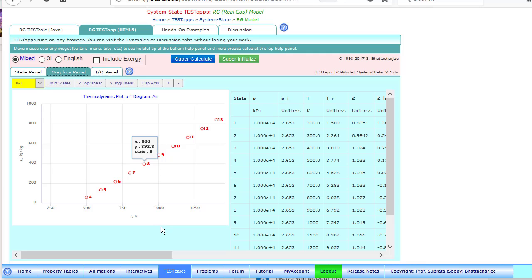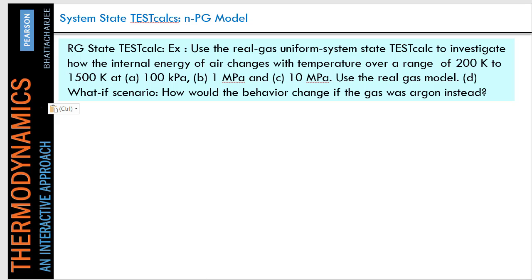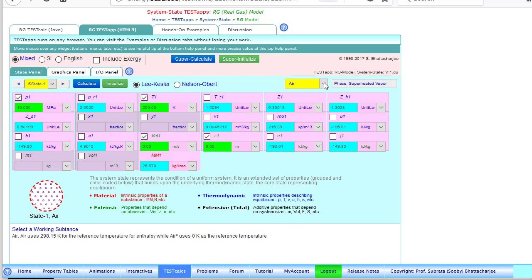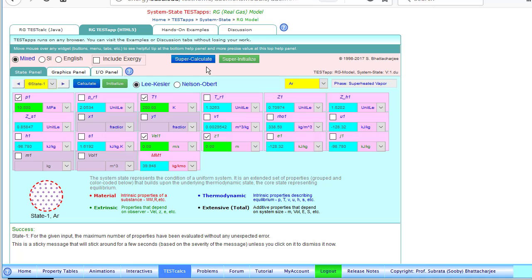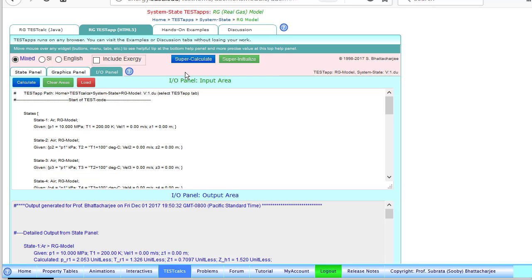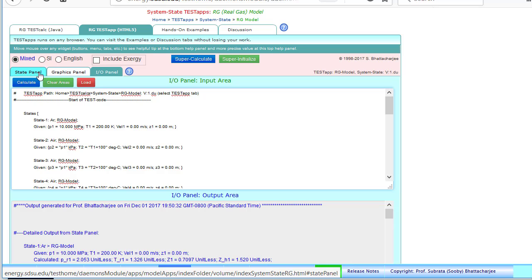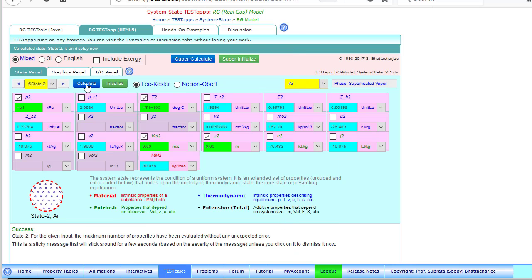All right, and now the next part of the problem asks, what if the gas was changed to argon? So back to the state panel, we'll change it to argon, which is right there. And then recalculate state 1, super calculate. Unfortunately, the super calculate doesn't always work. Right now I can see that it only switched state 1 to argon and not the rest of the states. You can see it says air right there. So it's important to check to make sure everything went right when you super calculate. So we're going to have to go through each state and manually change them to argon. Make sure to hit calculate in between each one.